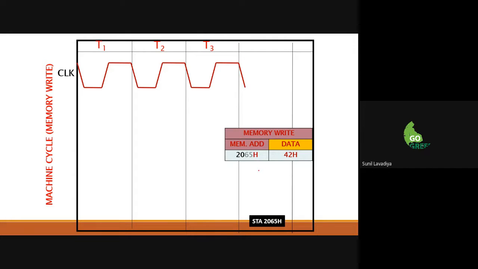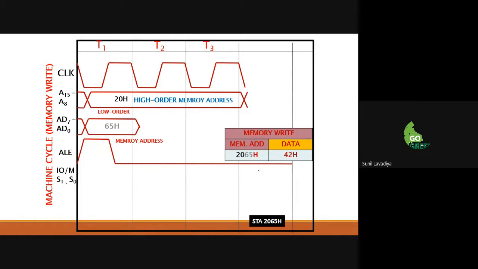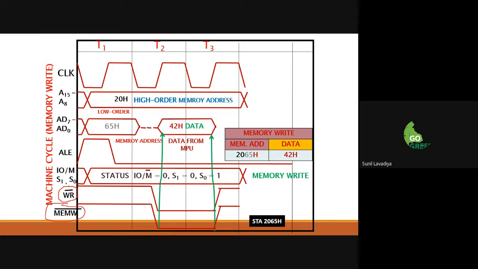Again, 3 T states, 3 cycles, higher order address line, ALE, lower order address lines, 65 is there. Again, the memory write part. And as you can observe here, it's write bar, and it's memory write bar. MEMW bar, memory write bar. That is 42, because we have transferred 42 over there.